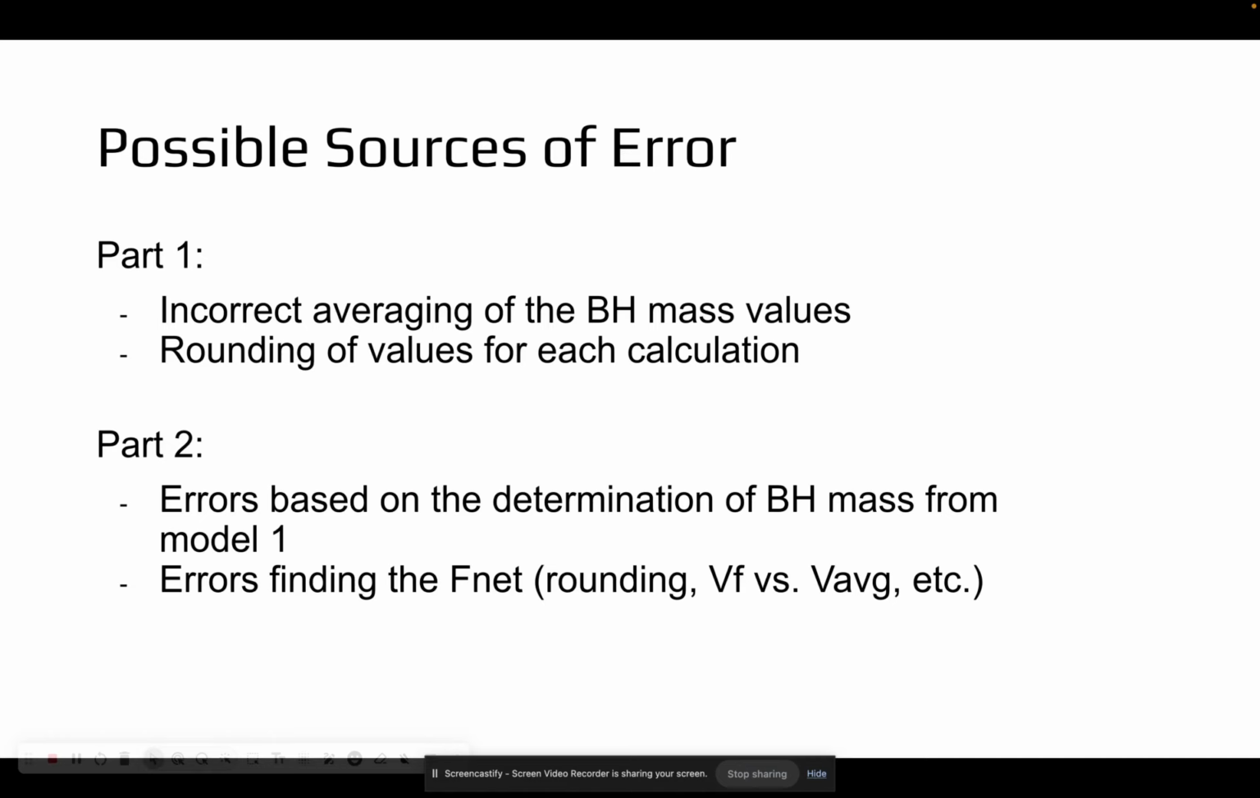So what are some possible sources of error? In part one, incorrect averaging of black hole mass values, and rounding of the values for each calculation may have caused error when calculating the average mass of a black hole. Whereas in part two, some errors based on the determination of the black hole mass from model one may have played in. Also, errors finding the FNet and just errors that come about using trial and error.